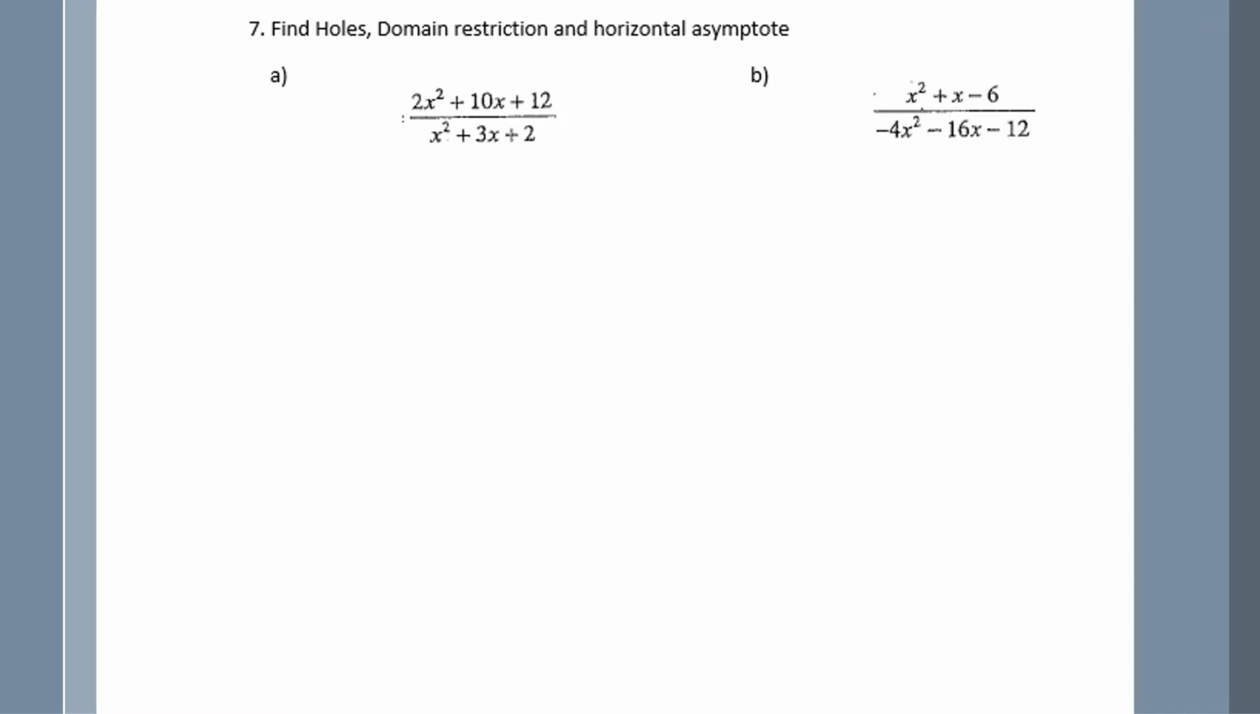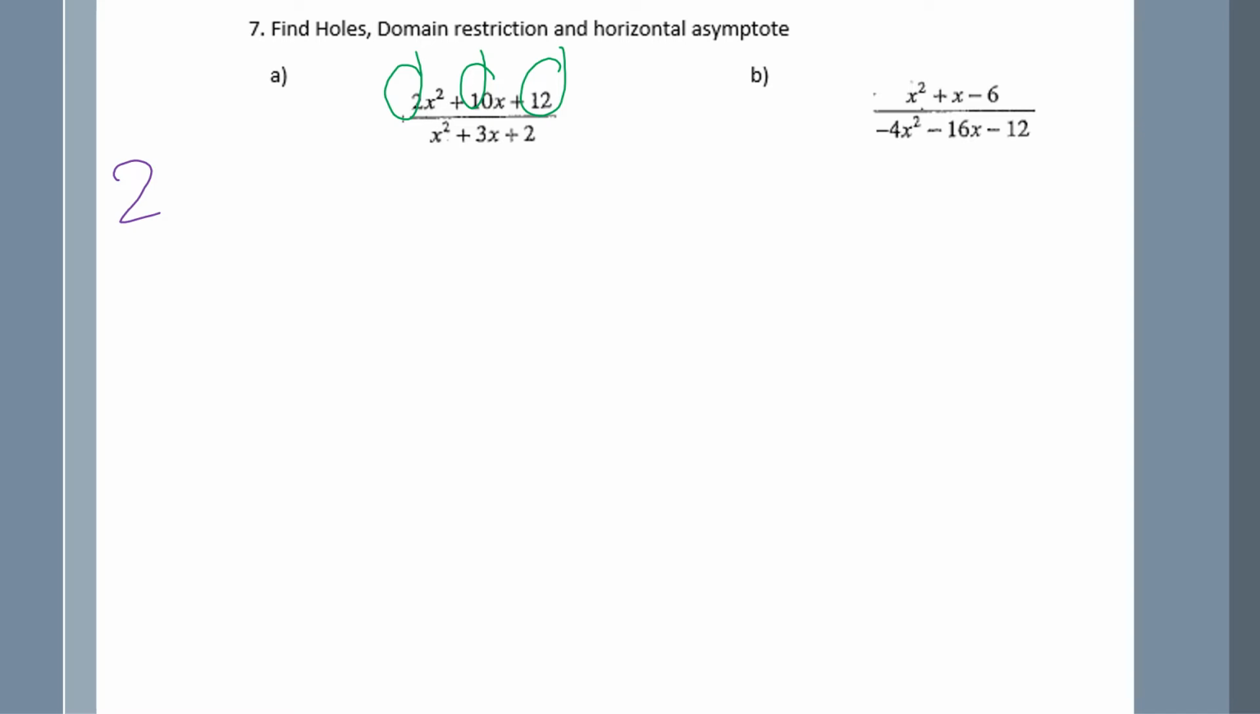All right. Now you're going to find holes, domain restriction, and horizontal asymptote. And yes, guys, you know Miss Howard loves a good swing method. So guess what you're going to do in the numerator? Well, believe it or not, you don't even have to do the swing method on this one. They have a greatest common factor. You see the 2 out in front, 10, and 12. What is the greatest common factor of those 3 numbers? 2. So you don't have to do the swing method. You can if you want to, but it's going to be a bit unnecessary.